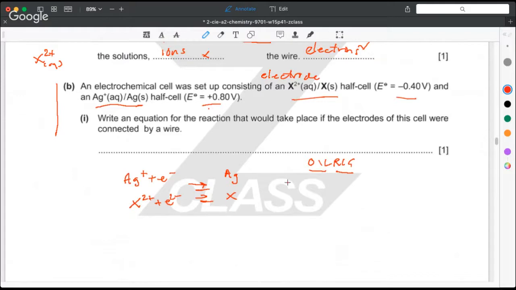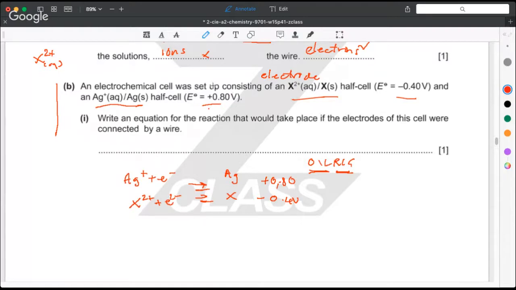standard electrode potentials, and it's saying that this one is minus 0.4 volts, and this one is going to be plus 0.8 volts. And so we have to figure out, well, out of these two, even though they're both written as reductions, in reality, one will be a reduction, one will be an oxidation, and the oxidation is going to be the one that loses electrons. The reduction is going to be the one that gains electrons.